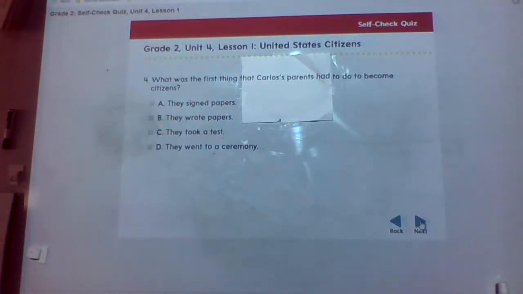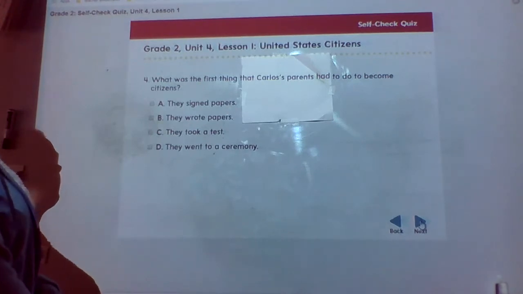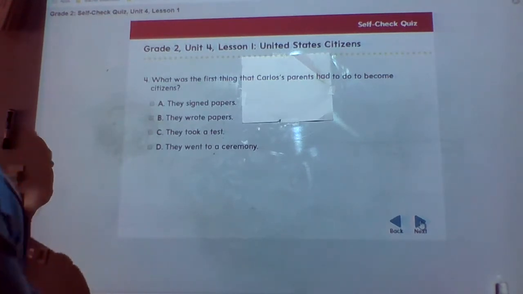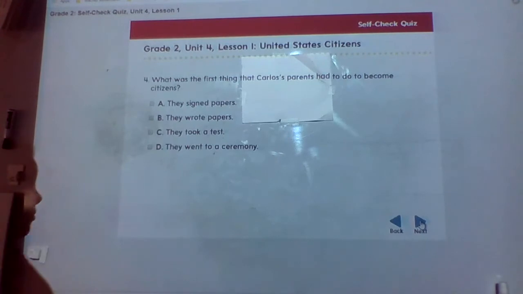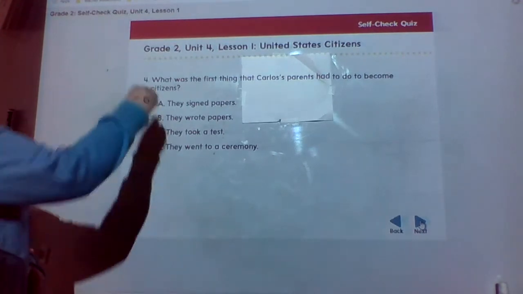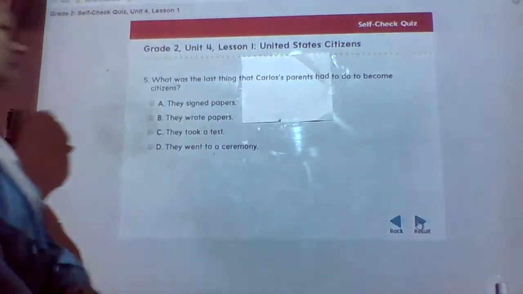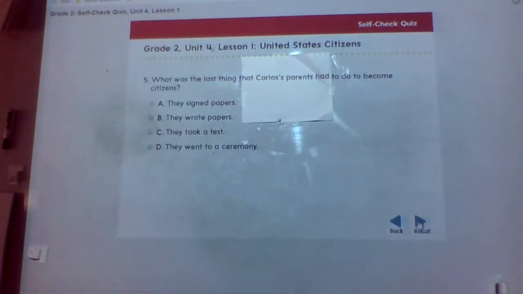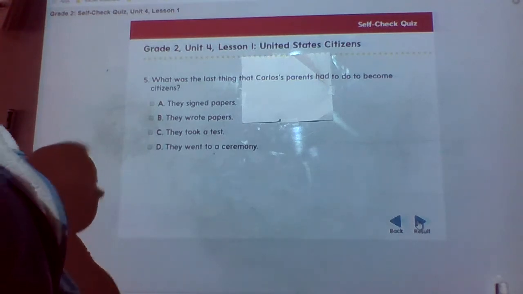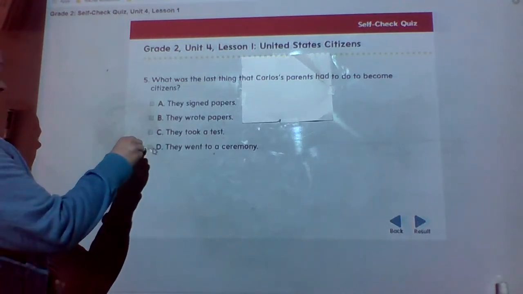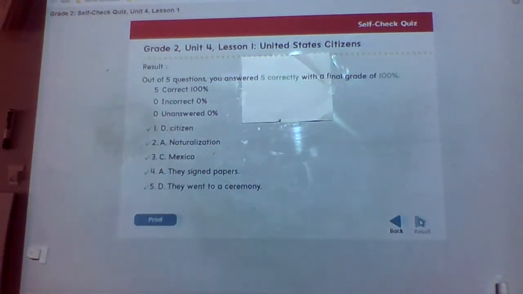What was the first thing that Carlos's parents had to do to become citizens? Did they sign papers? Did they write papers? Did they take a test? Or did they go to a ceremony? I think they signed papers. So let's see. And then, what was the last thing that Carlos's parents had to do to become citizens? Signed papers, wrote papers, took a test, or went to a ceremony? They went to a ceremony. Let's see how we did. Woo! 100%! Good job! Yay! You guys did awesome.